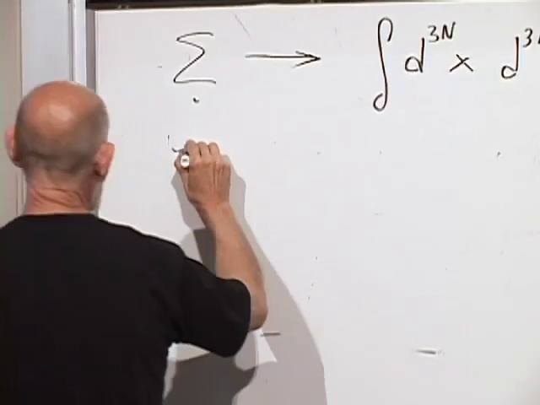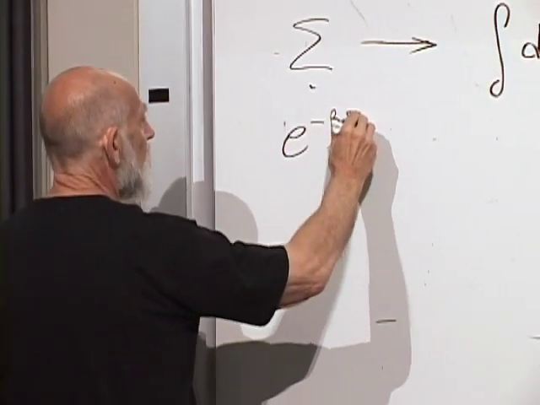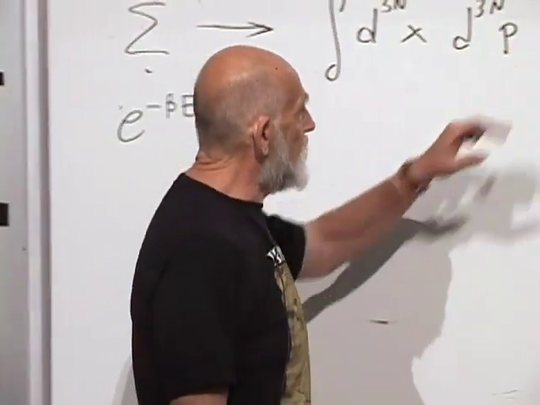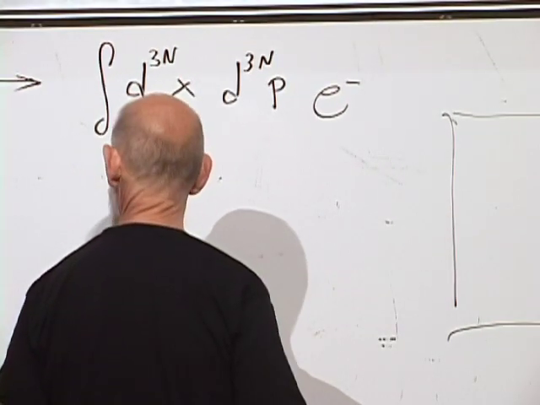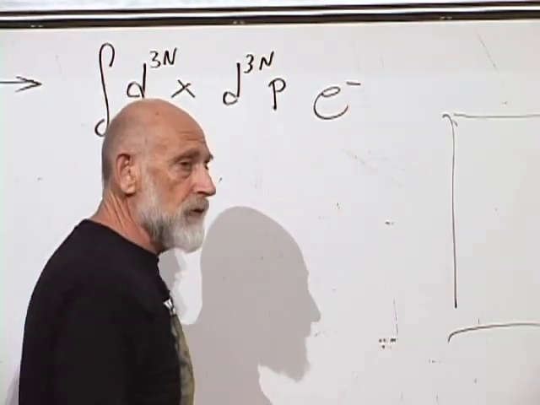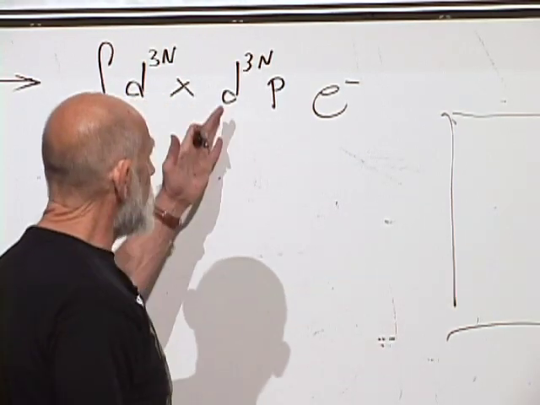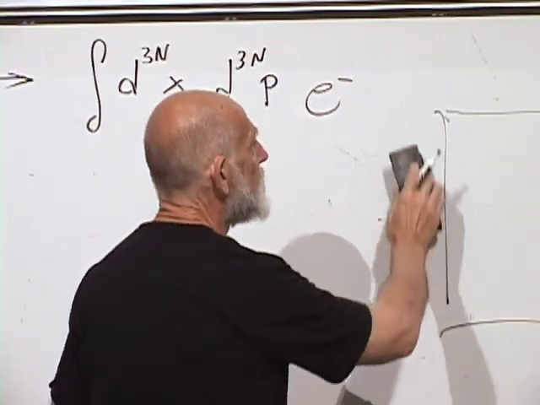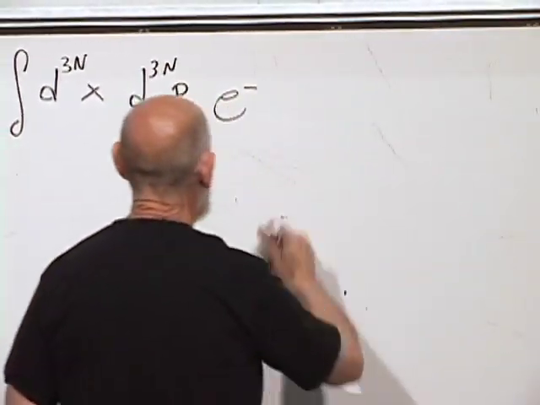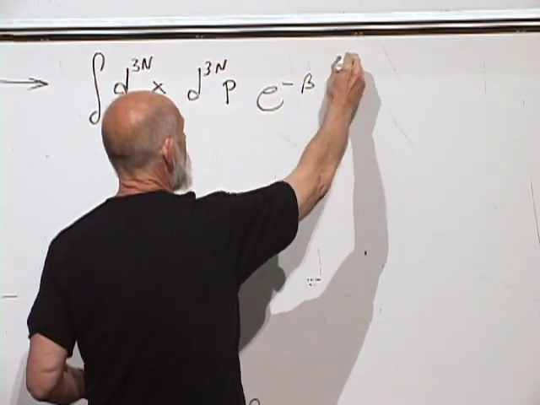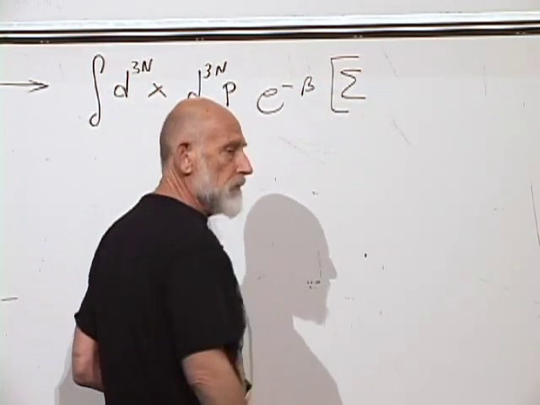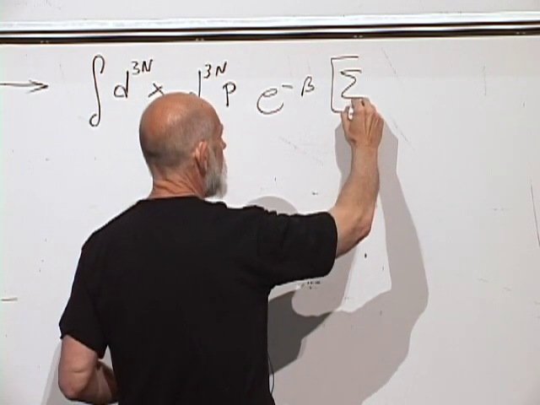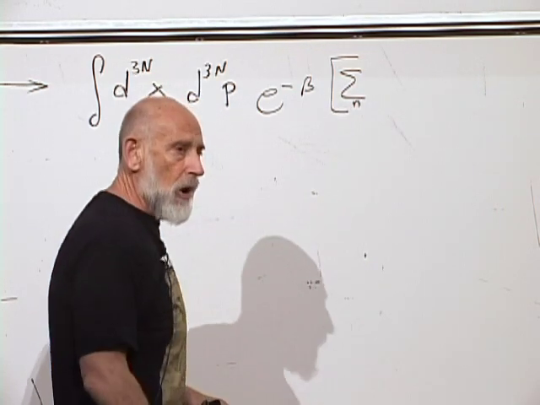Now, what do I sum? Normally I sum e to the minus beta times the energy of the ith level. Instead, we're going to have e to the minus beta times the energy, but not the energy of the ith level, but the energy of a state with particles at position x and momentum p. So what do we write here? We write the energy is the sum over all the particles in the system. There's a contribution to the energy from every particle. Let's write it as a sum over little n to indicate the particles.